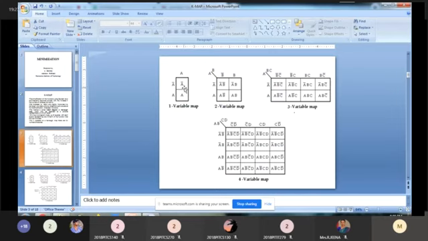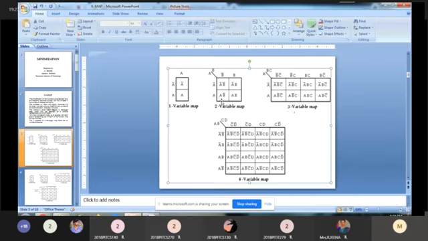In the 1-variable K-map, you already know that 1 variable means only one input is there, so we are using only A as the input. Whatever variables you are using, each variable with its complement must be included in the K-map. So if you are using A, you have to include A bar, the complement, so A bar and A.